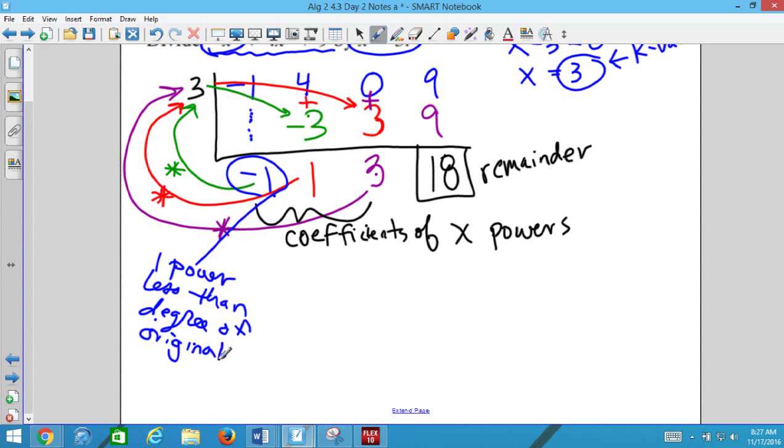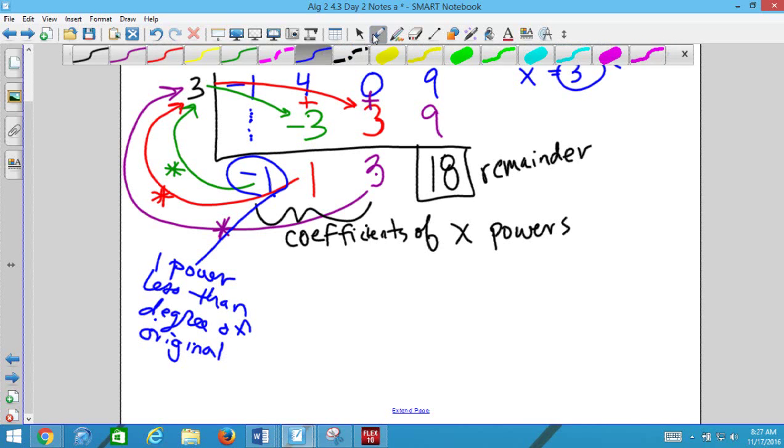So when you look at the original question, the original started with -x to the third. What's this one going to start with? X to the second. And it is going to be a -1 in front of it, but it will be x to the second. It's just always 1 power less. So we're going to write our answer.